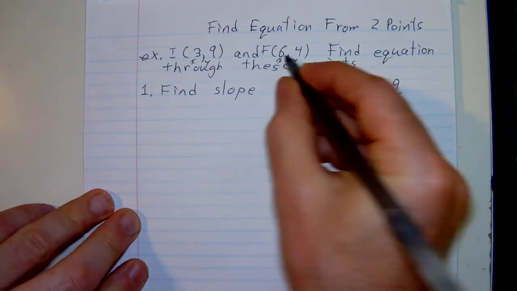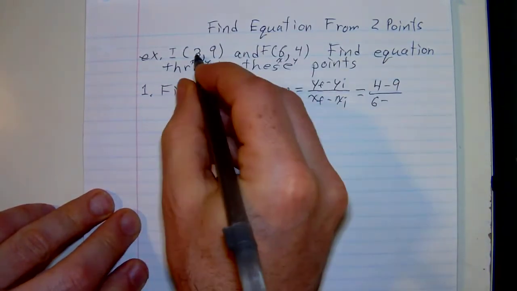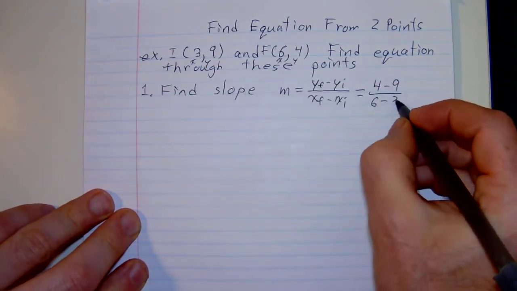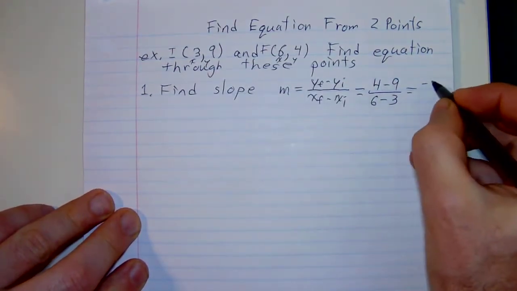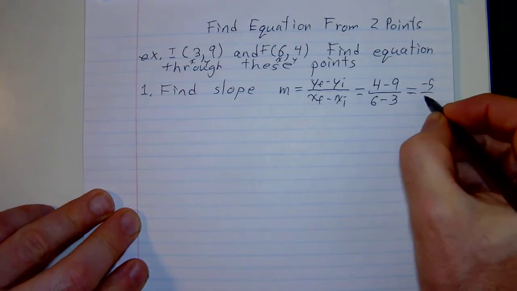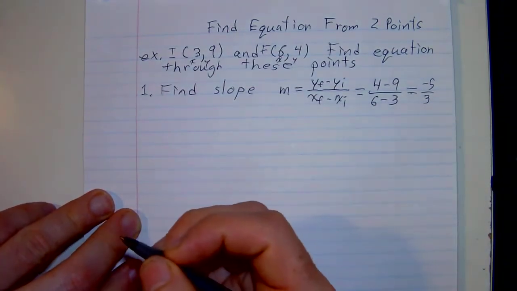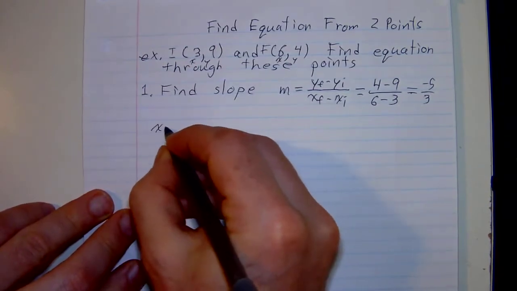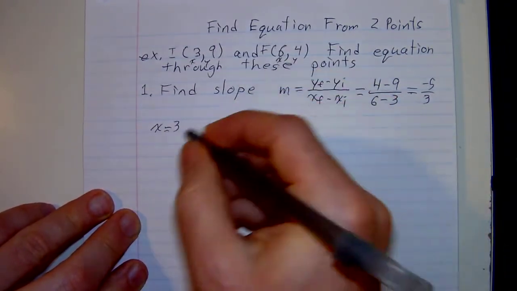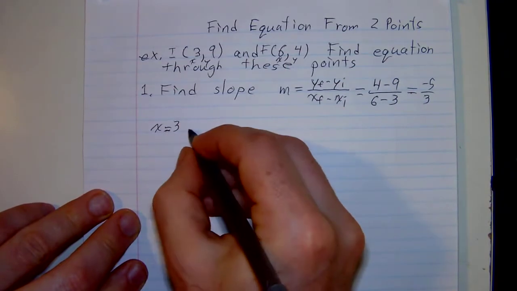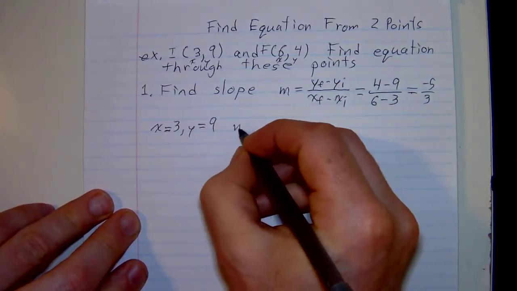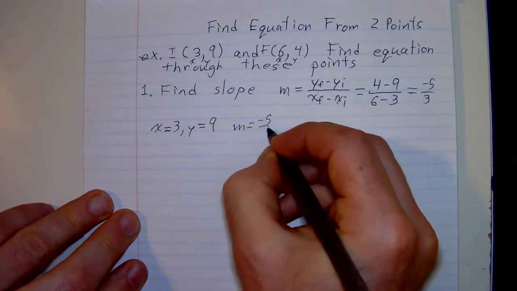X from the final point is 6. X from the initial point is 3. 4 minus 9 is negative 5. 6 minus 3 is 3. So now we know the slope of our line. And so we know a point. In fact, we know 2 of them, but we're going to pick one. So we'll say x is 3 when y is 9. And we know that the slope is negative 5/3.